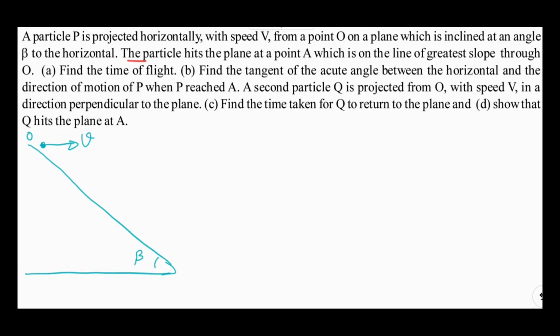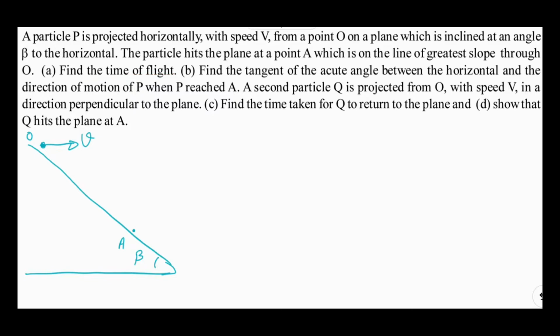Now, the particle hits the plane at A, which is on the line of greatest slope through O. So from O, the line of greatest slope on the incline is this. Somewhere up here this point is landing. So let's assume the point is landing at point A, which is here. We need to find the time of flight.